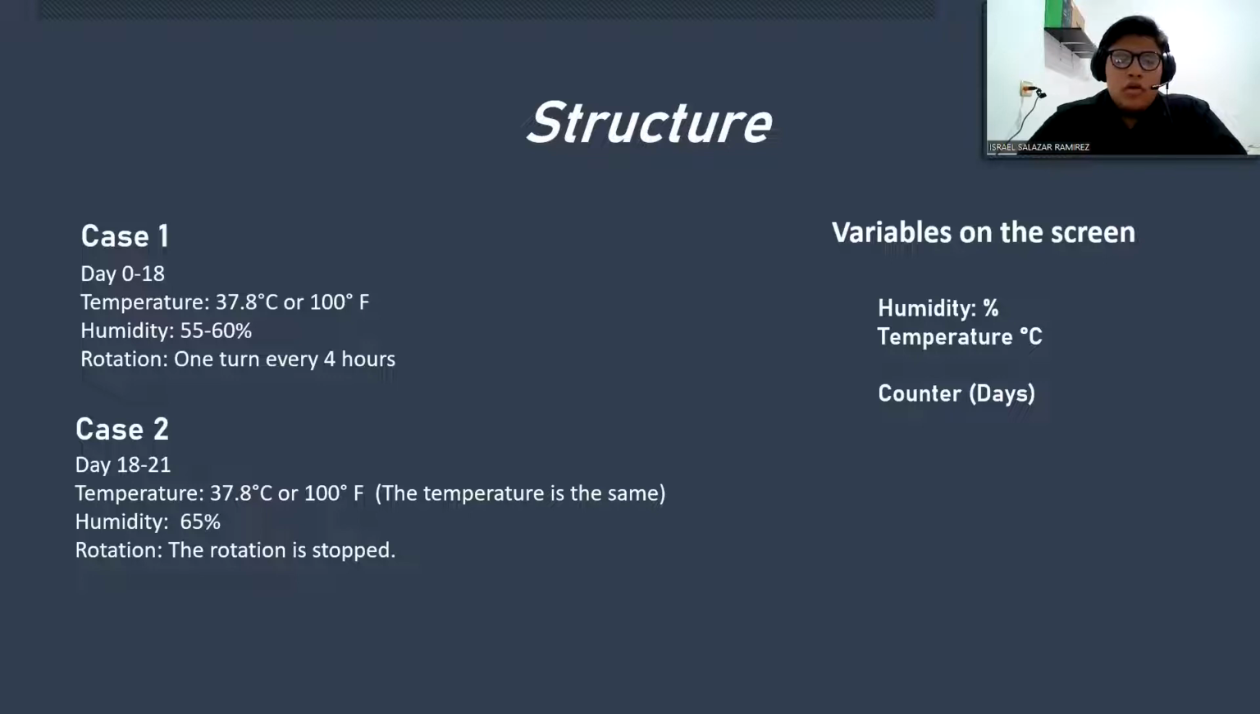For example, the temperature is constant and does not change, but with the humidity, we have an increase in this part. So at day number 18, we need to increase the value that we are going to control.